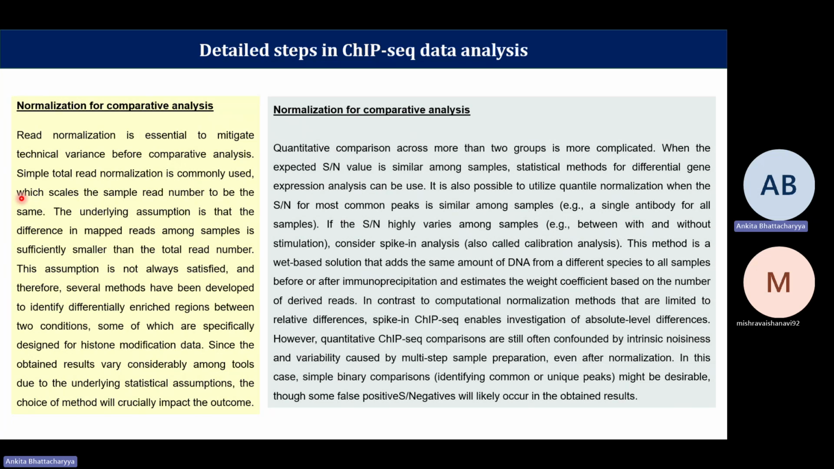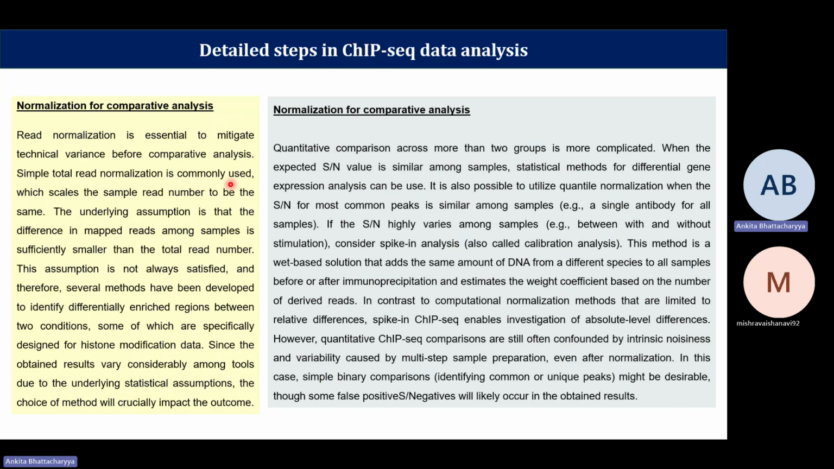So most commonly what is done is that apart from this control or wild type condition, there is some experimental condition, some variation where you check for the difference between these two conditions, and not at a local scale but at a global scale. It is essential to mitigate any technical variation before you can draw any conclusions. So for such comparative analysis, simple total read normalization is very commonly used, which basically normalizes the read number between different samples to be the same.